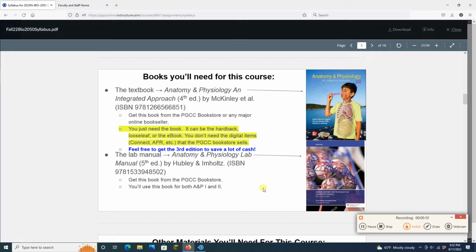You will eventually need to get this lab manual, though. It's called Anatomy and Physiology Lab Manual, 5th edition, by Hubley and Imholtz. So I am one of the persons who helped write this book. You'll use it for A&P1 and A&P2. You'll get a lot of use out of this lab manual.